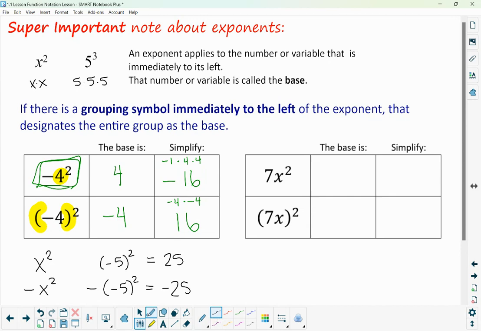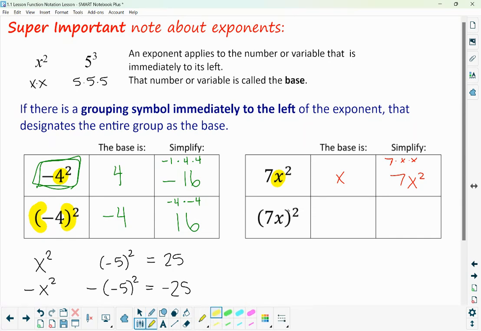On this next column over, we have a similar situation with a coefficient of a variable squared. In this first case, if you have 7x squared, the x is what is squared. Not a 7 squared, just the x is squared. So the base is x. This means 7 times x times x. And so we really can't do anything to change it or simplify it.